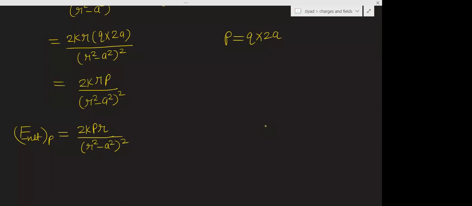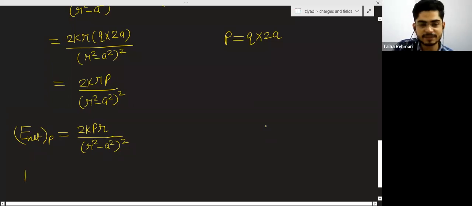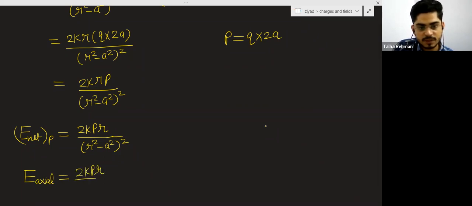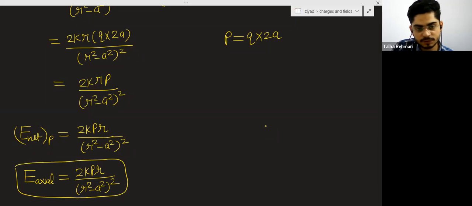And this net electric field we have calculated at the axial position. So this is also written as E axial. E suffix axial is equal to 2kpR divided by (R square minus a square) to the whole square. So this is the formula of electric field at the axial position.